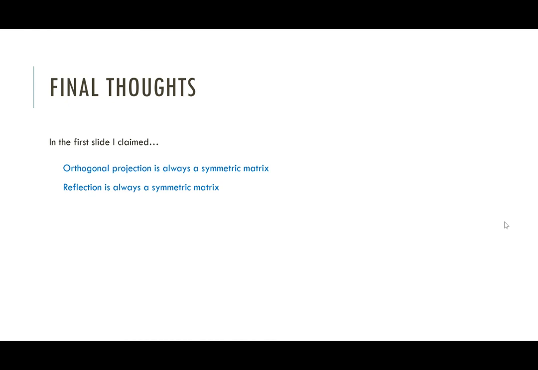So, okay, some final thoughts. In the first slide, I claimed that orthogonal projection is always a symmetric matrix, and also that reflection is always a symmetric matrix. And these are actually consequences of the spectral theorem. It's a good exercise to reread the spectral theorem, think about these transformations, and convince yourself that they really are consequences of the spectral theorem. In fact, it's such a good exercise, I think I'm requiring it for your pre-assignment.